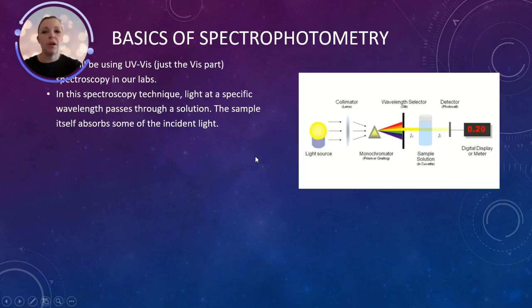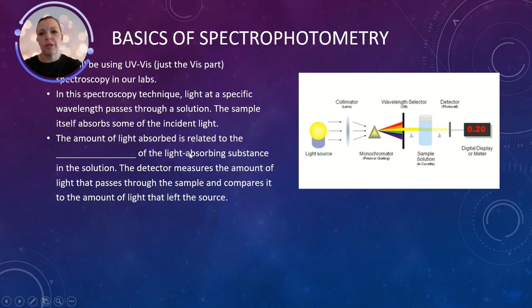The sample itself absorbs some of the incident light, and so you see it like this. So you've got a light source, there's some kind of lens, then you've got a monochromator. We're going to talk about that in a minute. Your wavelength is selected, passes through a sample solution, which is held in something called a cuvette. Then you have a detector and then your display.